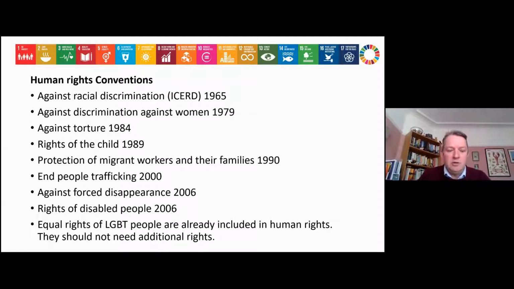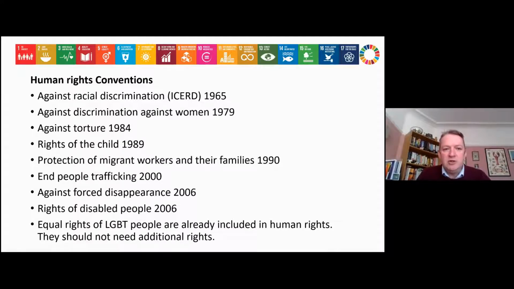And so in order to try to address these challenges, there have been lots of human rights conventions developed that countries all agreed to. Latvia would have agreed to some or all of these. And if we look at the age of some of these, it is quite shocking. The Convention Against Racial Discrimination is from 1965, so it's 60 plus years old.